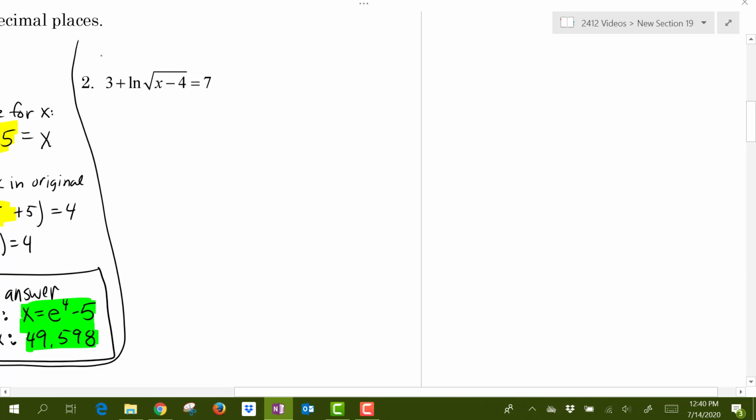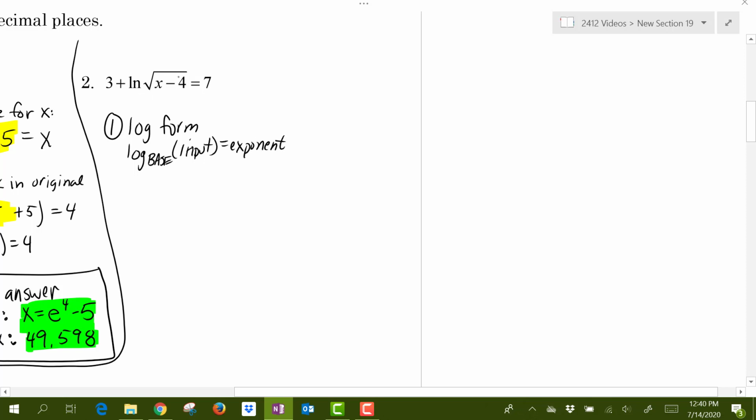Alright, let's look at example 2. We have 3 plus the natural log of the square root of x minus 4 is equal to 7. Our first step is to rewrite this to make sure that it's in log form. We want to have the base, we want the input for that log, and then the number on the other side is always recognized as the exponent.